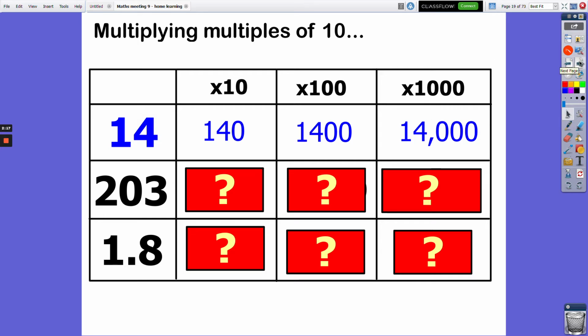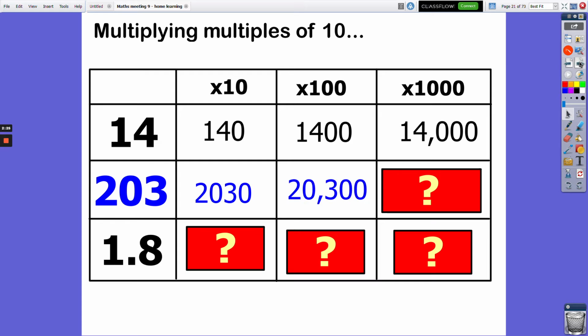Let's look at 203 now. 203 multiplied by 10 is 2,030. 203 multiplied by 100 is 20,300. And 203 multiplied by 1,000 is 203,000. Again, our 203 has moved 1 column, 2 columns, and 3 columns to the left.